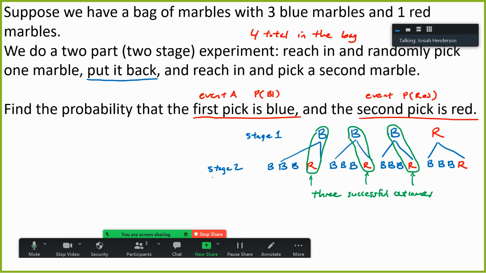So then we look at the final stage down here. In this case, there's only 2 stages. The final stage tells us how many total outcomes there are, what our sample space is. So how many different entries do you see along that final row?